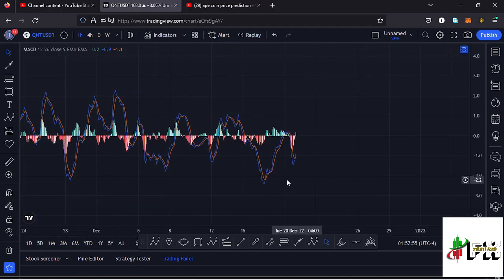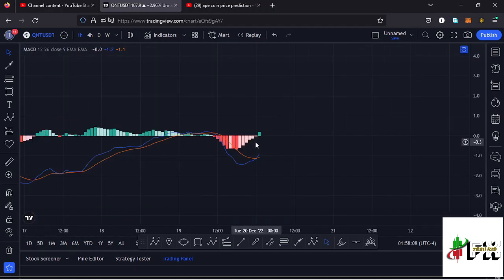Also taking a look at the MACD. Here on the MACD, we have managed to print a bullish cross, and we are also seeing an increase in the buying momentum, meaning higher prices could be coming our way. So let's be patient and see how that plays out, and I'll keep you updated.